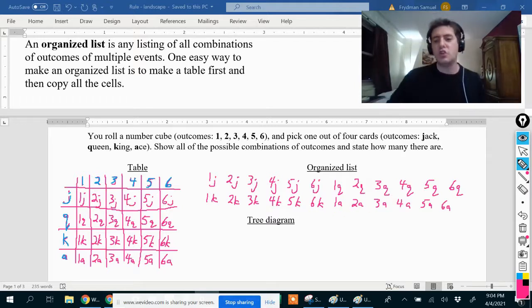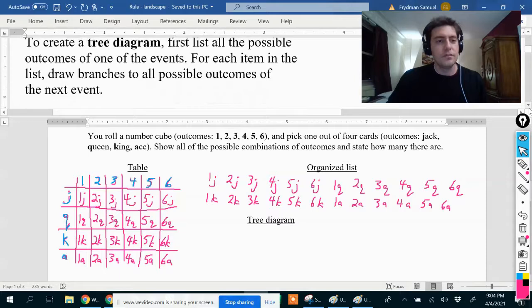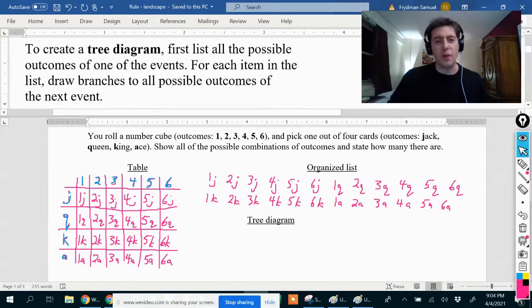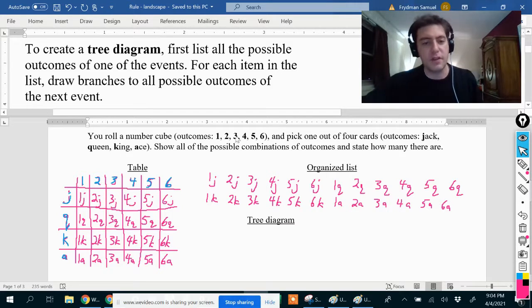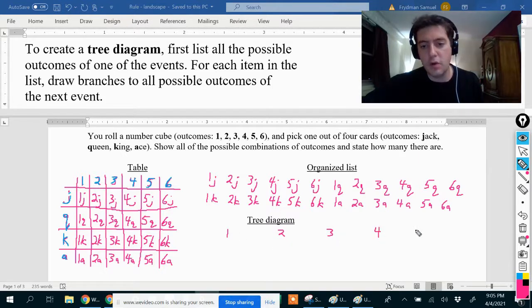And finally, a tree diagram. To create a tree diagram, first list all the possible outcomes of one of the events. Okay, so let's do that for rolling the die. All the possible outcomes for rolling the die are maybe we get a 1, maybe we get a 2, maybe we get a 3, or a 4, or a 5, or a 6. When you're doing this, leave some space between these. You'll see why in a second.